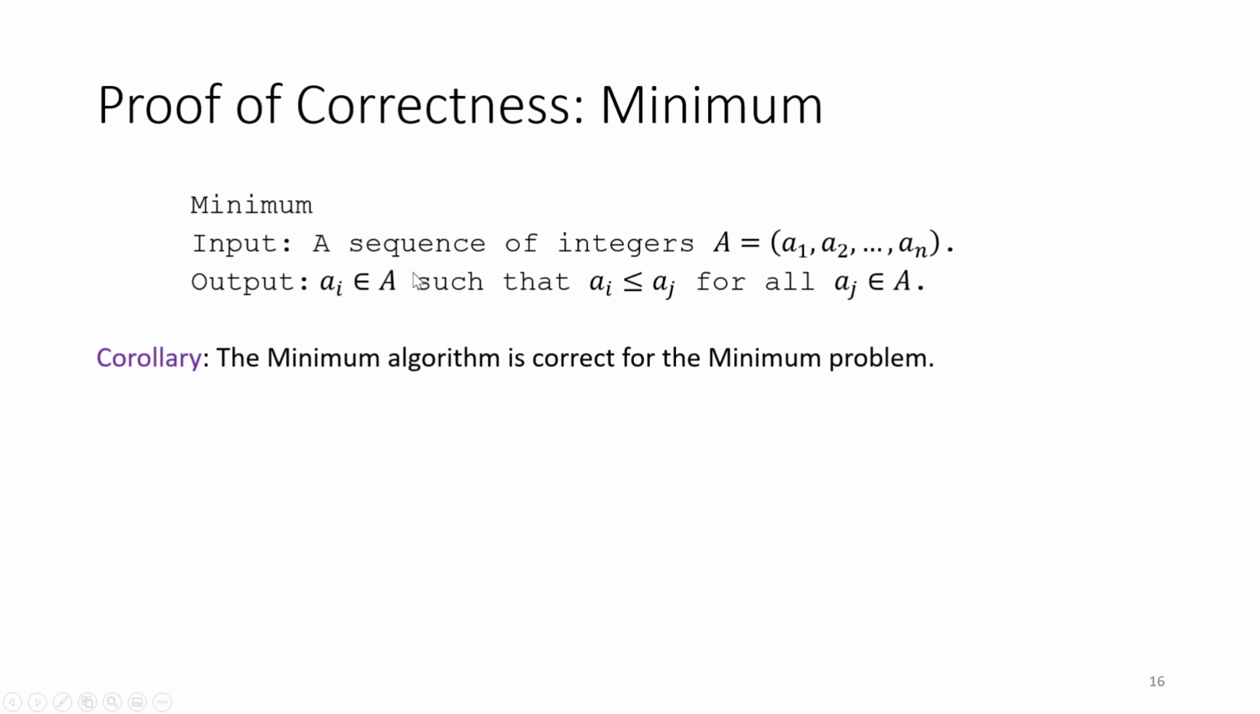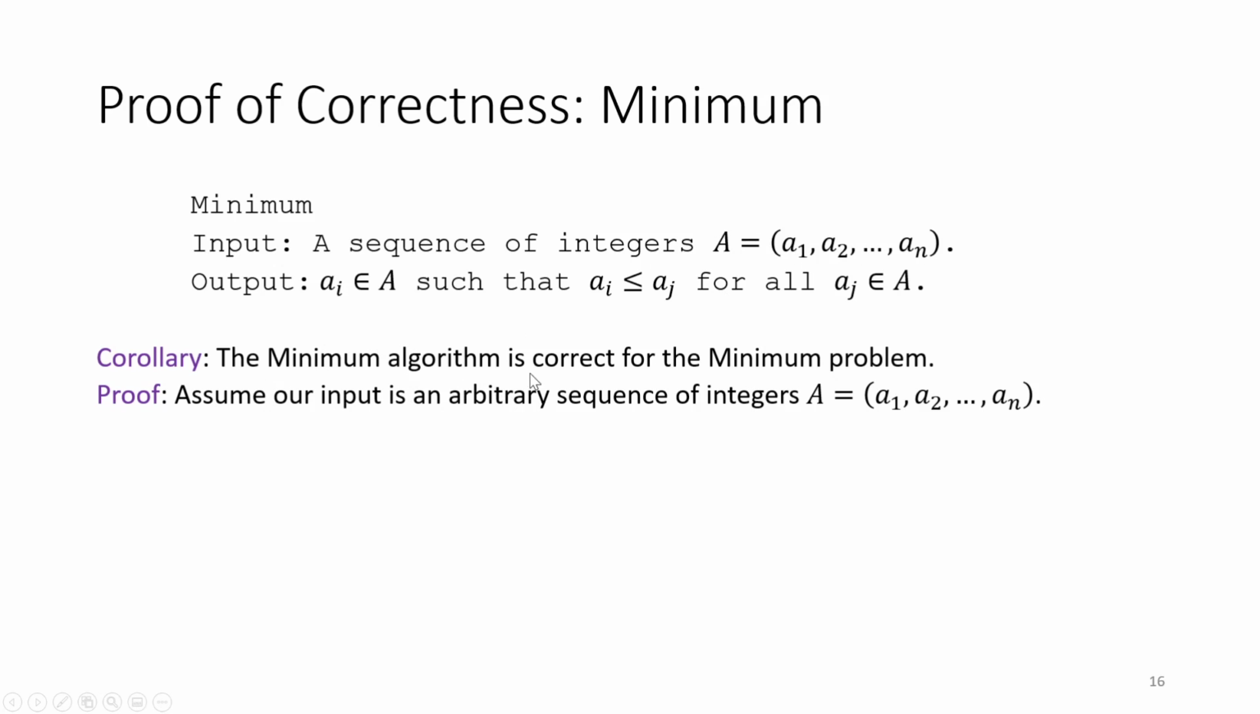Well, if we want to start this out, we need that arbitrary input. We can't say assume A is 1, 2, 3, 4, 5. We need to say assume A is this form, arbitrary. So assume our input is an arbitrary sequence of integers. Any old one will do. Okay, then what?